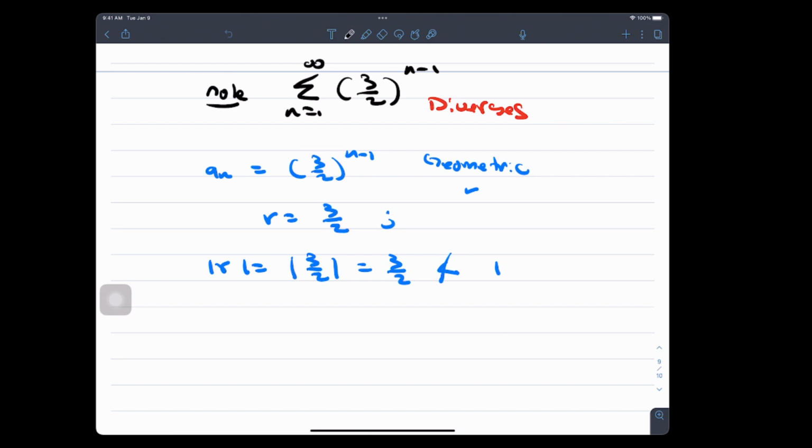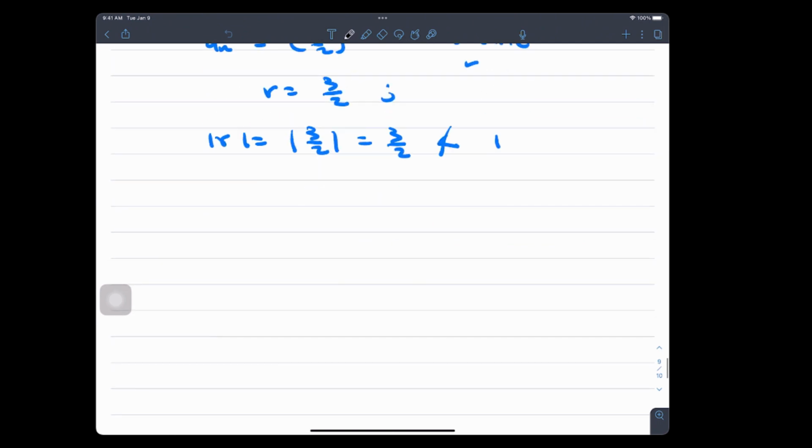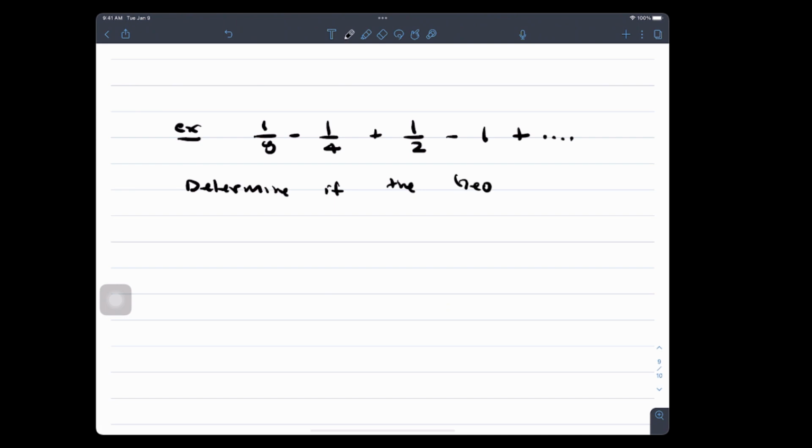Now, I'll give you guys some more examples of this geometric series situation so you can see that. Here's another example. They can write it this way: here's a sum, 1/8, 1/4, plus 1/2, minus 1, plus, and so on. And they're going to say, determine if the geometric series converges.